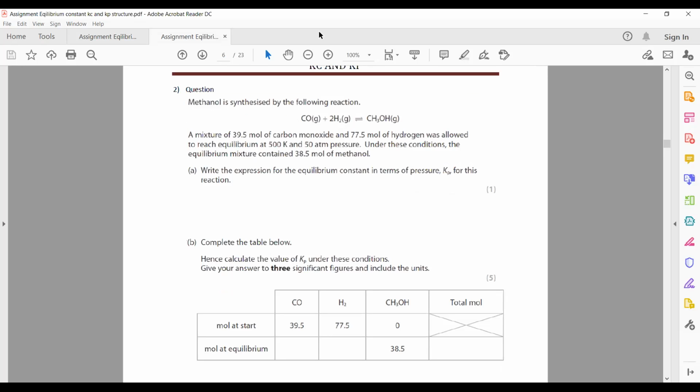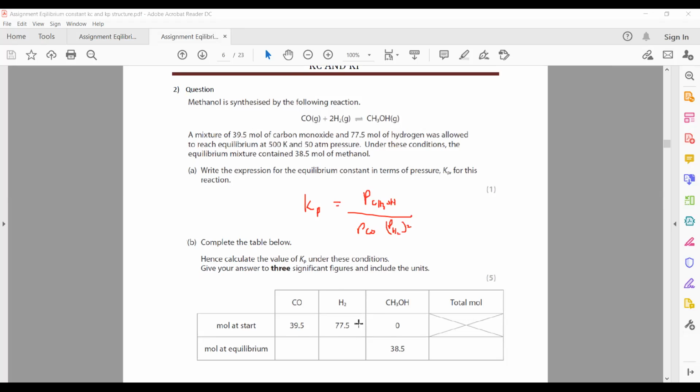Kp is the product divided by the reactant. So Kp is equal to the pressure of methanol divided by the pressure of carbon monoxide and the pressure of hydrogen squared. Then complete the table, hence calculate the value for Kp.